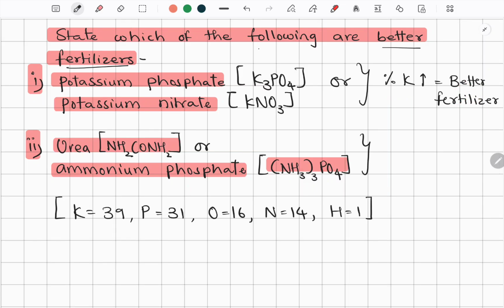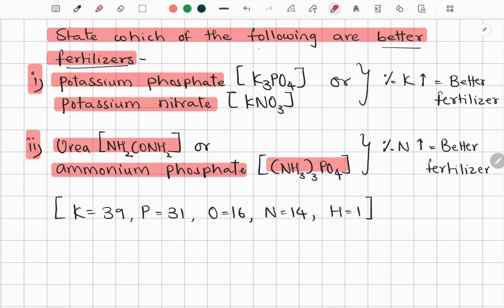In the second case, with urea and ammonium phosphate, we have to calculate the percentage of nitrogen. Definitely, the higher the percentage of nitrogen, the better the fertilizer. So in the first part we calculate the percentage of potassium, higher potassium meaning better fertilizer. In the second, we calculate the percentage of nitrogen, higher nitrogen meaning better fertilizer. The rest of the process you know.